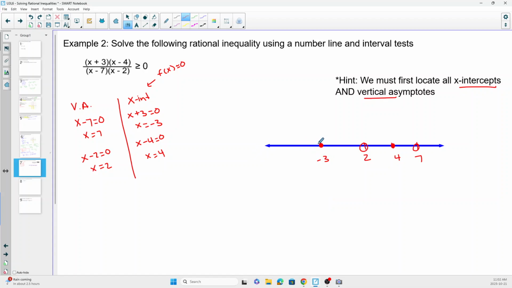And now, just like when we were doing inequalities of polynomial functions, I have to investigate what is happening in between each of these points of interest as well as beyond the points of interest. So this is that tedious part where we have to sub in some values. Anything that is less than negative 3, so we could look at negative 4.